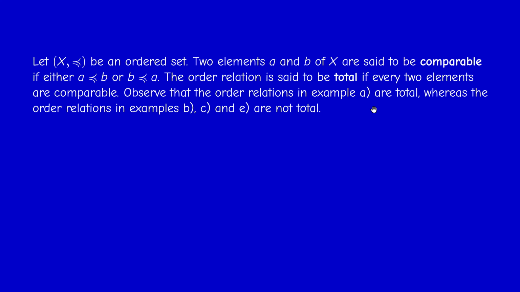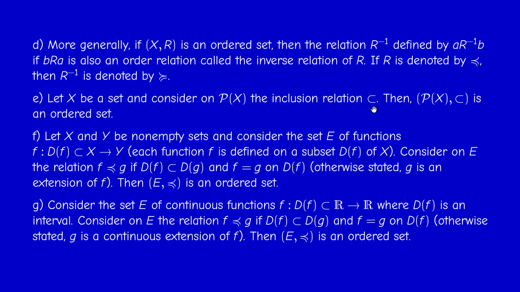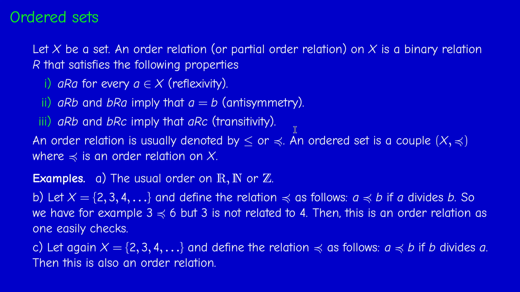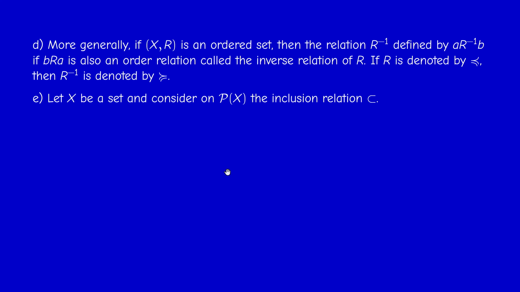R, Z, or N, same thing. Any two elements are comparable. One is bigger than the other in the usual order. The examples B, C, and E, the orders are not total. So B, the division order is not total, because 3 does not divide 4, and 4 does not divide 3. So 3 and 4 are not comparable. Same thing in C. So it's a partial order. It's not a total order.